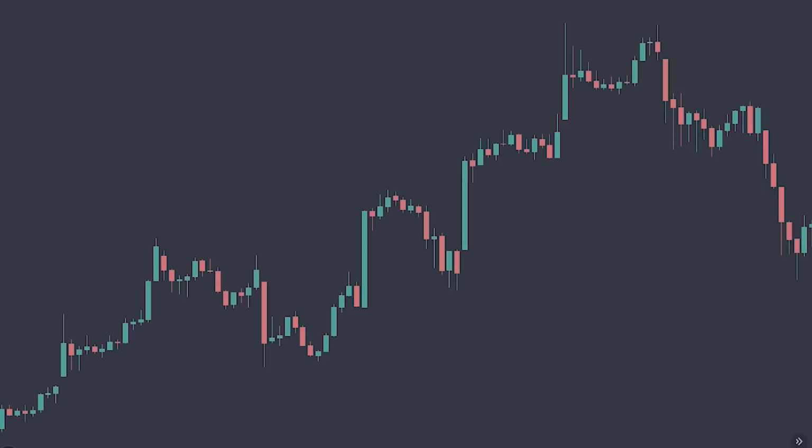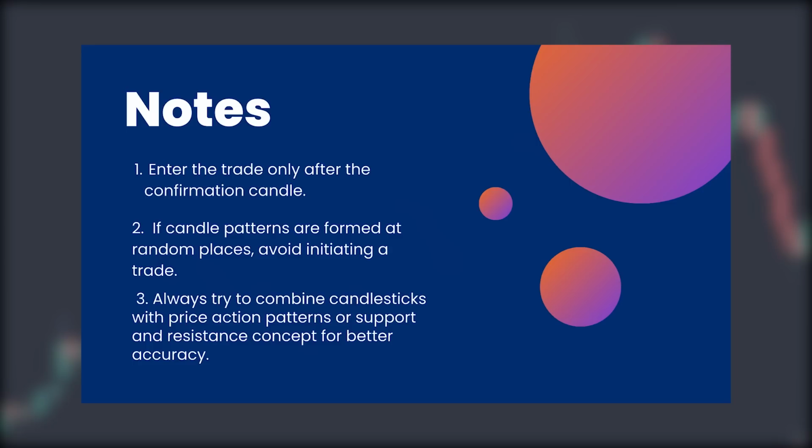So that is it, guys, for this video. We have seen a few powerful reversal candles like bullish engulfing, bearish engulfing, Morningstar and all these things. So like I said earlier, candlestick is something that should be combined with other price action or key levels in order to have good accuracy in trading.